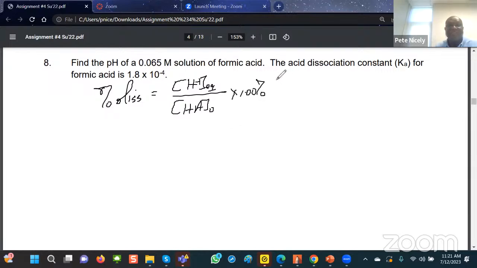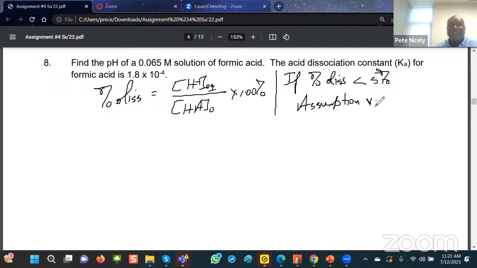Now, let me just put something here next to it. If the percent dissociation is less than 5%, then the assumption is valid. So that's the criterion we're going to use to figure out whether the assumption we made earlier is valid. We have to calculate the percent dissociation and compare it to 5%. If it's less than 5%, then the assumption is valid. Okay, so let's do that.